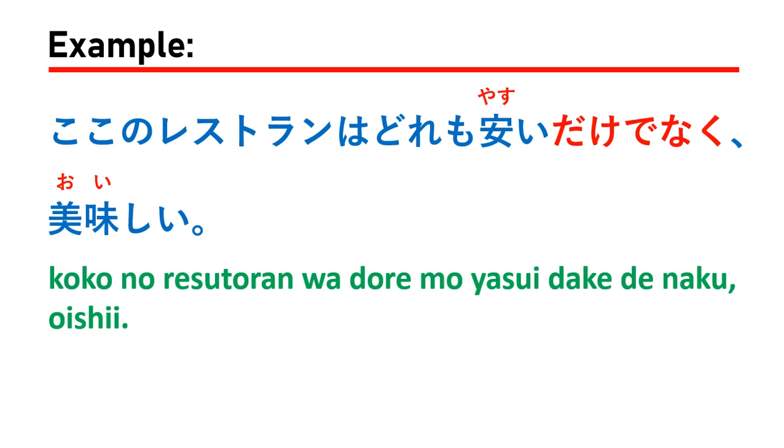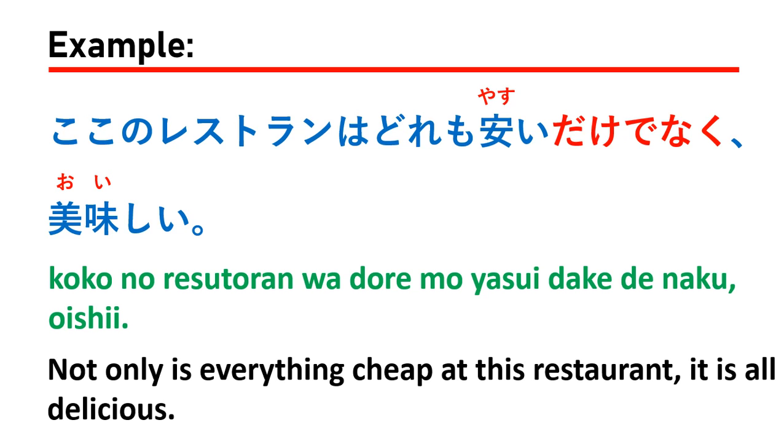For example, このレストランはどれも安いだけでなく美味しい。Which means not only is everything cheap at this restaurant, it is all delicious. That means in this restaurant, everything is cheap, and plus, everything is very tasty or delicious. So you can use it in the positive case, cheap and delicious.